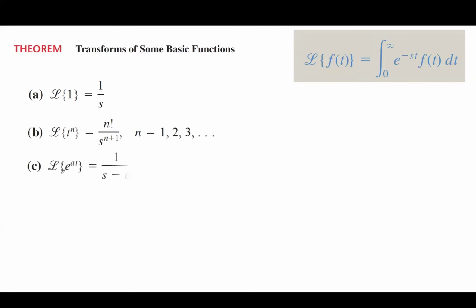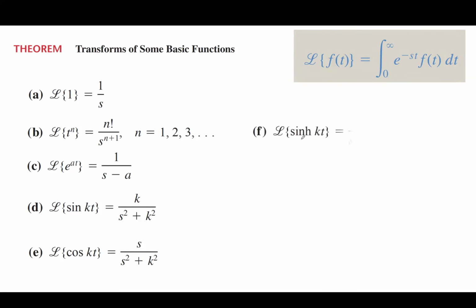The Laplace transformation of e to the power at is 1 divided by s minus a. The Laplace transformation of sine of kt is k divided by s squared plus k squared. The Laplace transformation of cosine kt is s divided by s squared plus k squared. The Laplace transformation of hyperbolic sine kt is k divided by s squared minus k squared, and the Laplace transformation of hyperbolic cosine kt is s divided by s squared minus k squared.